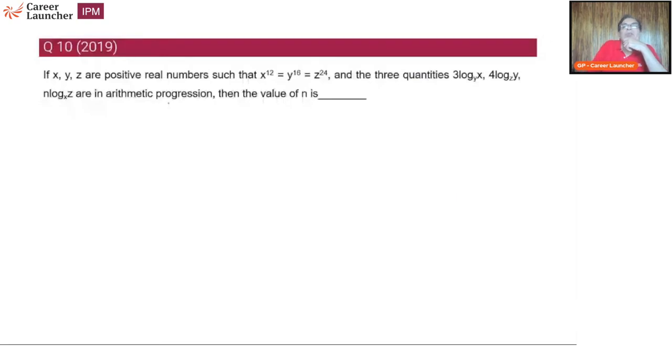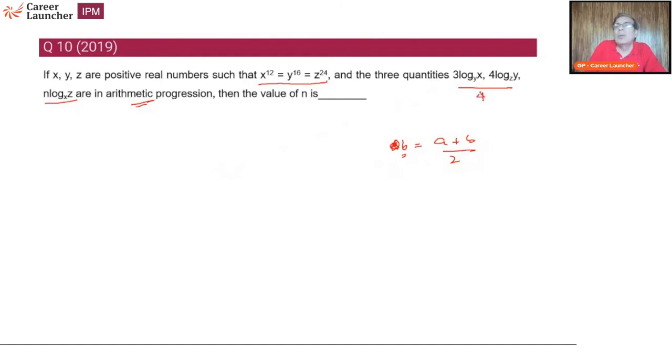x, y, z are positive real numbers, so that x to the power 12 equals y to the power 16 equals z to the power 24. The 3 quantities are in arithmetic progression. Arithmetic progression, you know, if three terms A, B, C are in arithmetic progression, then the middle term should be twice the first and third term, or the middle term will be the average of the first and the third term. Can be solved.